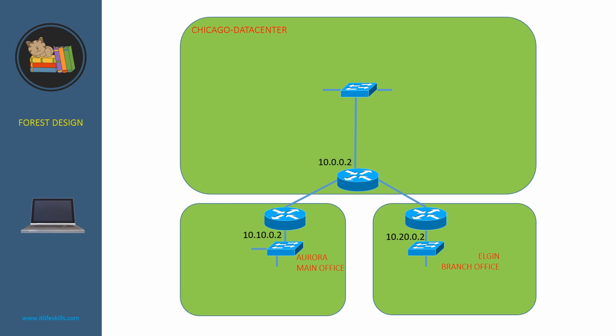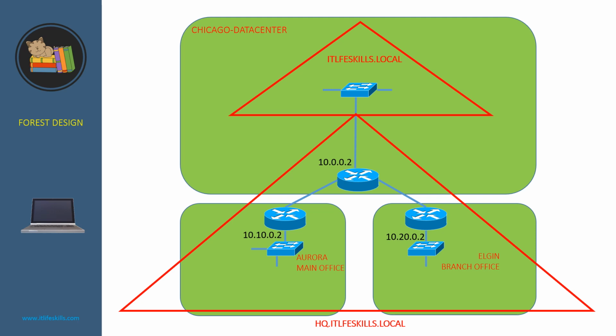Let's talk about the forest design for ITLifeSkills. In the AD forest of ITLifeSkills, we have two domains. The first domain is the empty root domain ITLifeSkills.local, and the second domain is the resource and account domain, which is hq.itlifeskills.local.